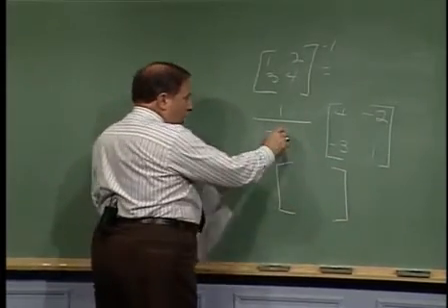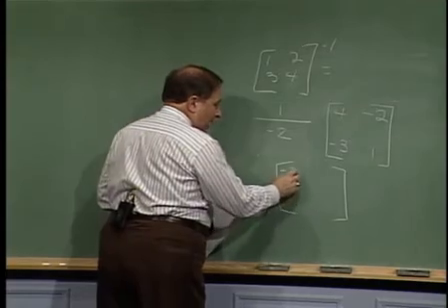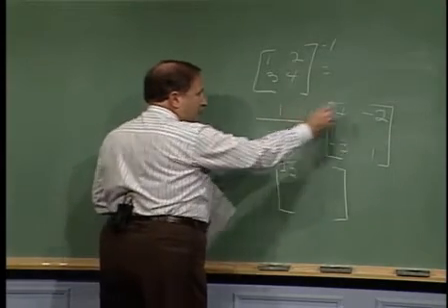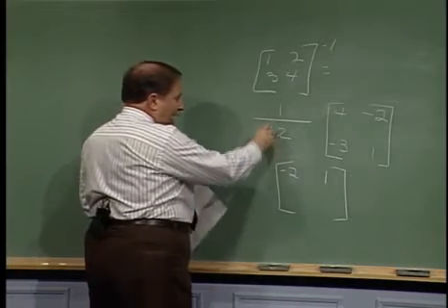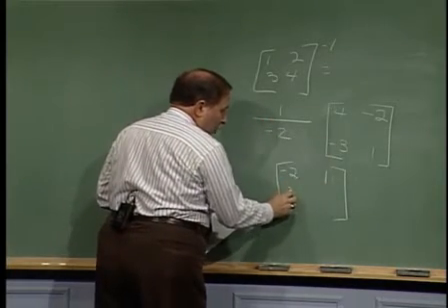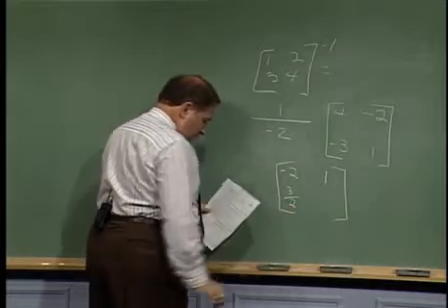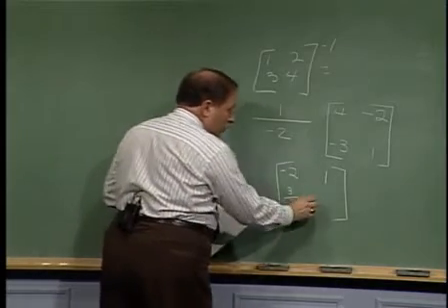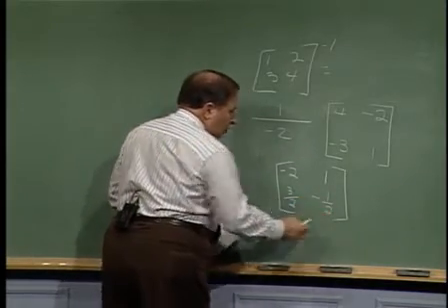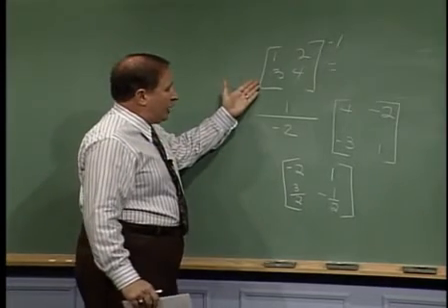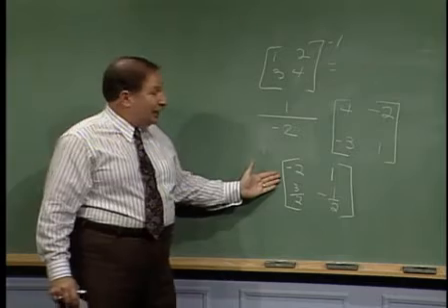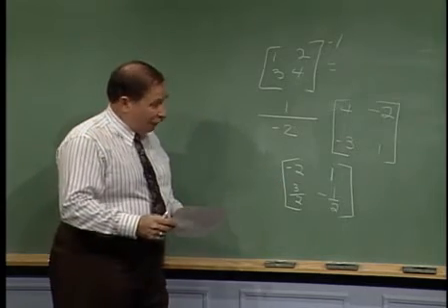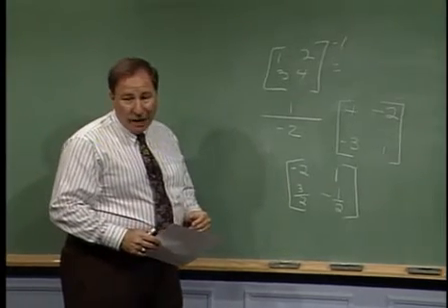Let's see. -1/2 times 4 is -2. -1/2 times -2 is a +1. -1/2 times -3 is +3/2. And -1/2 times 1 is -1/2. So the inverse of this matrix, 1, 2, 3, 4, is this matrix here: -2, 1, 3/2, and -1/2.